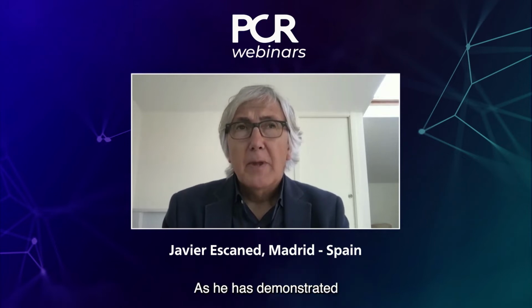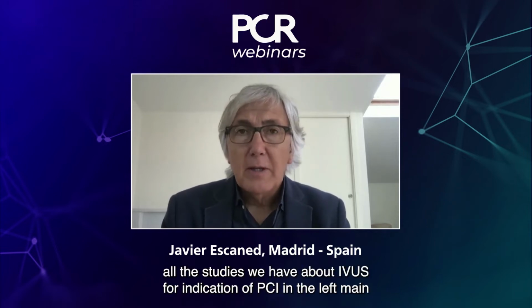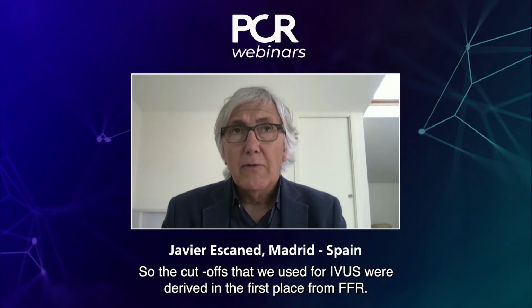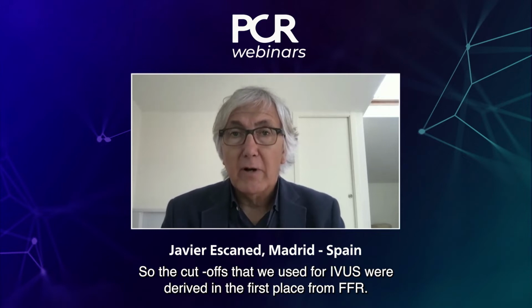Okay, thank you. Javier, what's your opinion on that? Thank you, Niels. I think I agree with the comment by Robert Jan. As he has demonstrated, all the studies that we have about IVUS to set the indication of PCI in the left main were supported by studies that used physiology as a reference. So the cutoffs that we use for IVUS were derived in the first place from FFR.